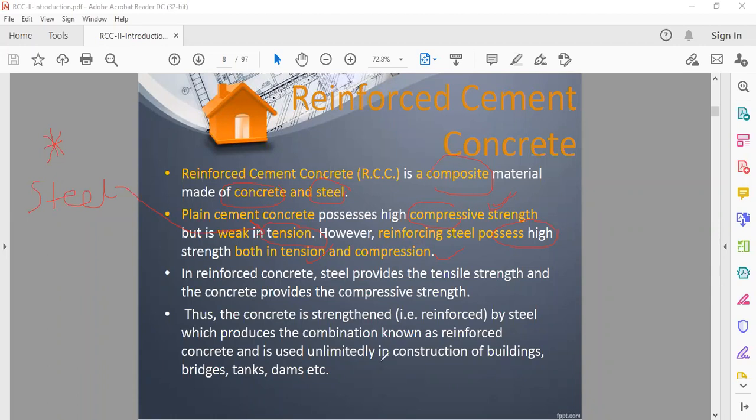There are many construction sites. You may see bridges, tanks, dams. If you go for those, you will see that concrete is the major part in the construction.